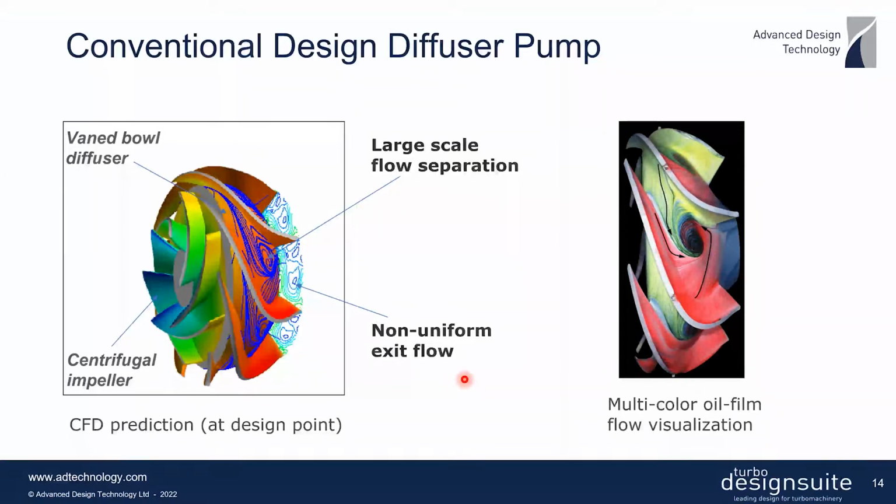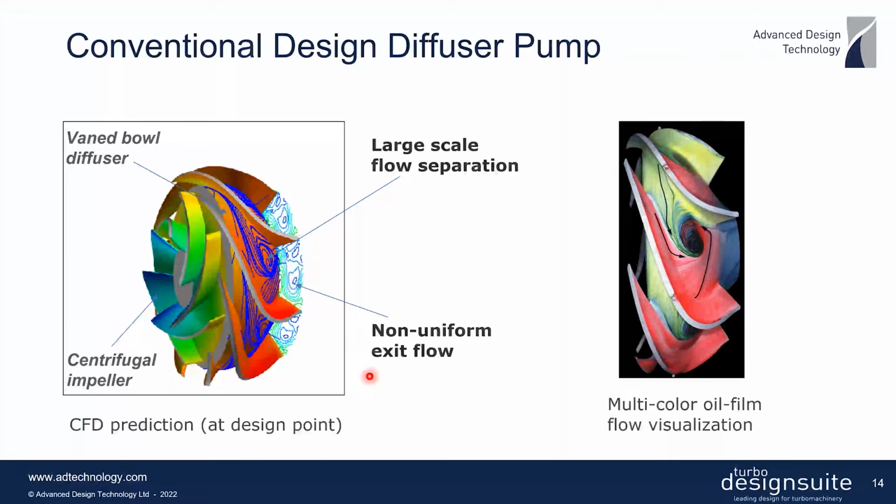and these are actually CFD predictions, and this is the corresponding oil flow visualization for this diffuser. And what you can see is that the oil flow actually confirms this strong corner separation that we saw in CFD. Also, what you can see in the CFD is that as a result of the separation, you get a very non-uniform flow at the exit of the diffuser. And again, this has quite a major effect on the performance of the stage. So their aim was to try and see how one can reduce this exit flow non-uniformity.